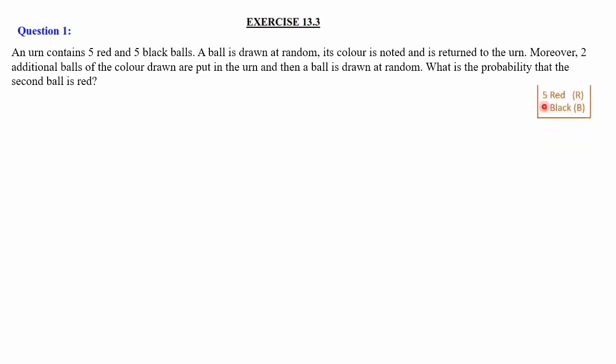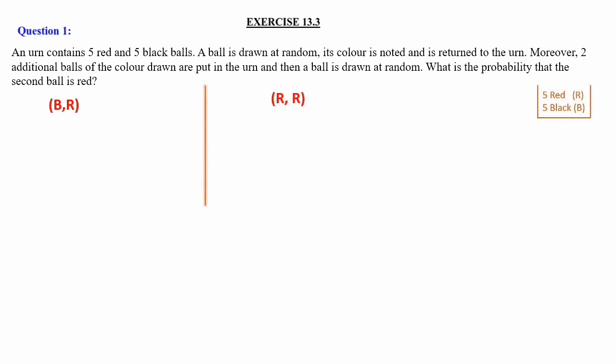So total 5 plus 5, 10 balls, 5 red and 5 black balls. Here the second ball should be red. By keeping the second ball constant, means fixing the second ball as red, we have two options. First one is the first ball black and second ball red. One more option is both also red.